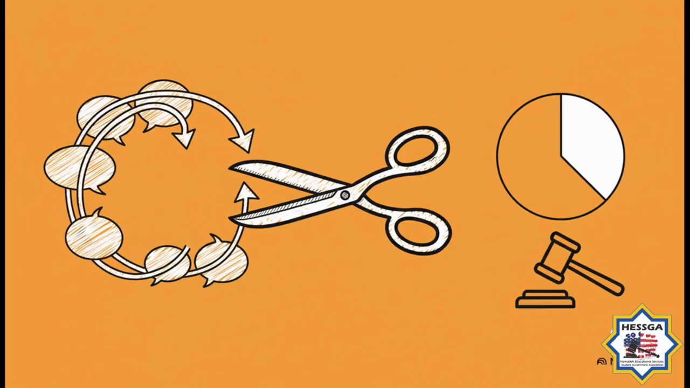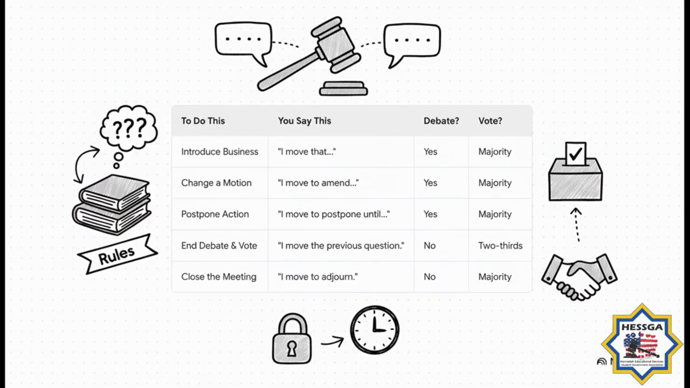Now, because it cuts off debate, it's a pretty powerful move. And that's why it requires a 2/3 majority to pass, to make sure the minority still had a fair chance to be heard. And here it is, your ultimate cheat sheet. Seriously, screenshot this. If you want to bring up a new idea, you say, I move that. If you want to change it, I move to amend. Tired of talking and ready to vote? I move the previous question. This table tells you exactly what to say, whether you can debate it, and what kind of vote you need. It's the practical language of getting stuff done.